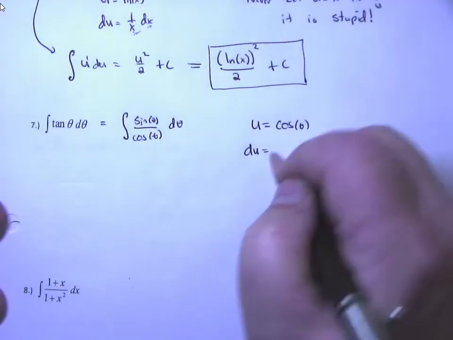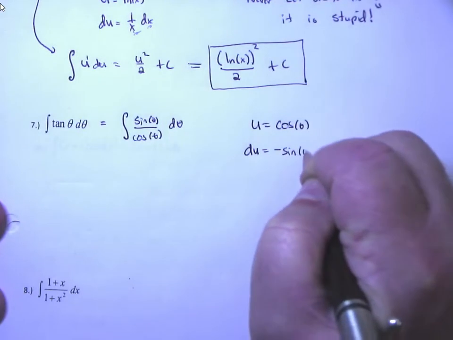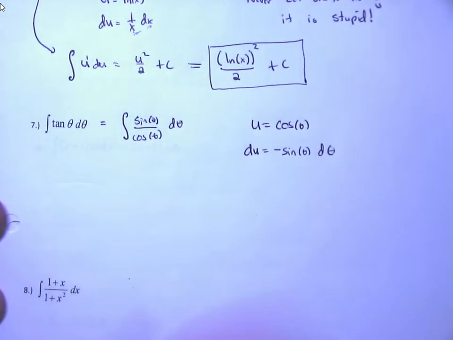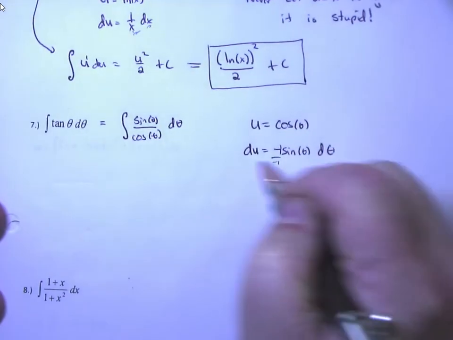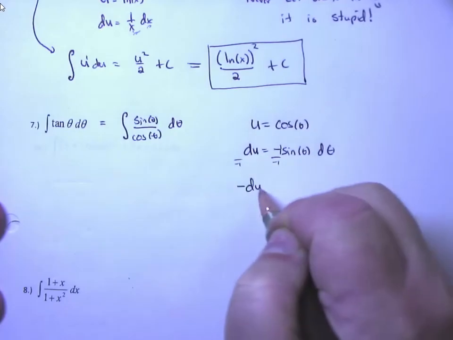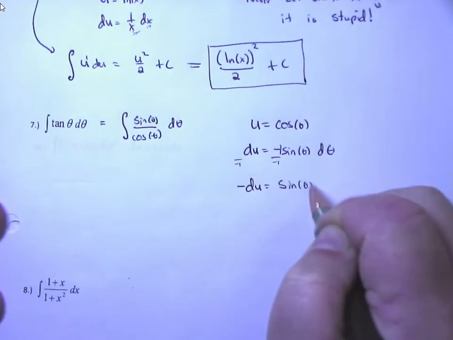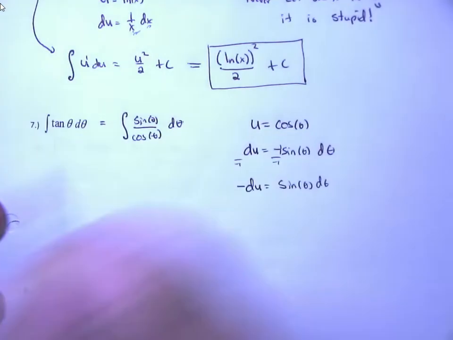Derivative of cosine of theta is negative sine of theta d theta. You're taking the derivative of the theta variable now. Does that make sense? Move the constant. That negative represents a negative 1. Divide by negative 1 on both sides. So I get negative du equals the sine of theta d theta, which is in the problem.